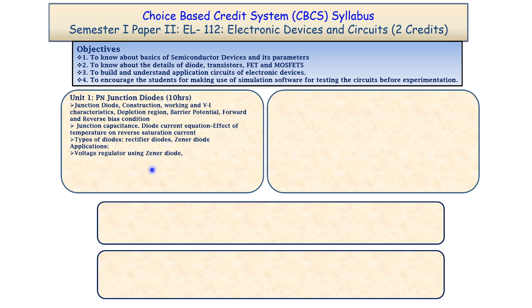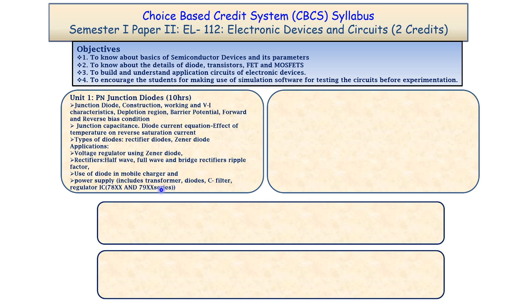Now the applications of these diodes: voltage regulator using Zener diode, rectifiers, half wave rectifier, full wave rectifier, bridge rectifier, and finding the ripple factor of these rectifiers. Use of diodes in mobile charger and power supply includes transformer, diodes, capacitor filters, regulator, IC78XX and IC79XX series. So these are the positive and negative voltage regulators.